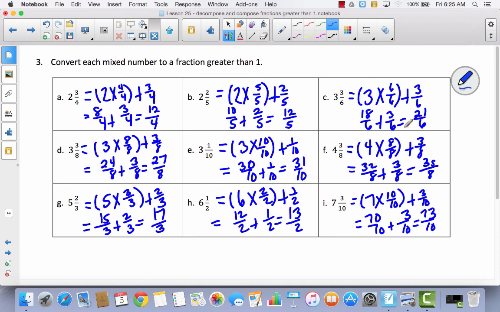When you get ready to do your exit ticket, just make sure you come back and look at, for every whole number is equal to however many your units are. So if I'm doing 3, then that means I've got 3/8. As long as you can remember that, you'll be able to do this just fine.